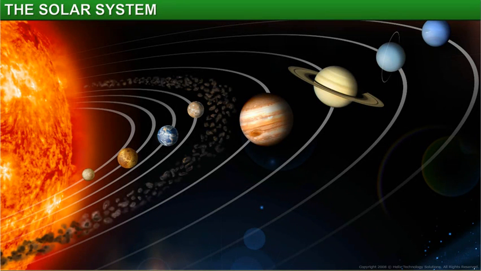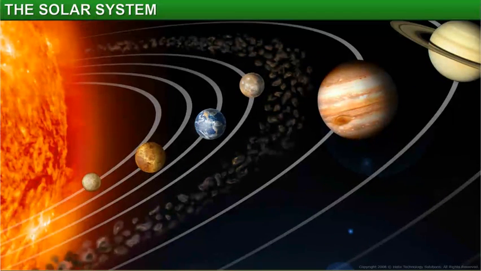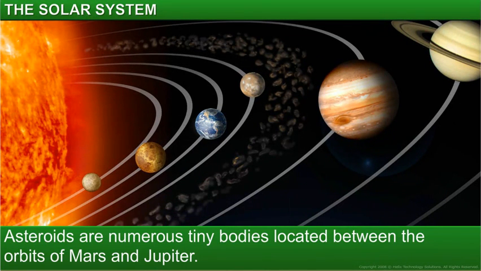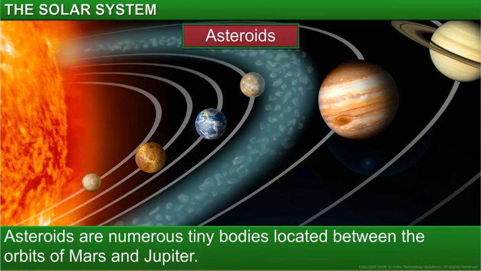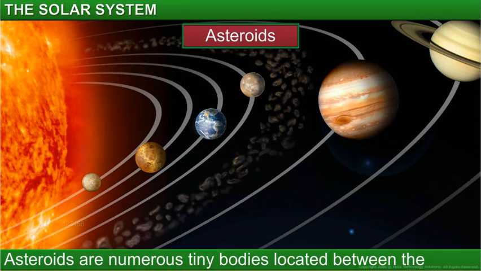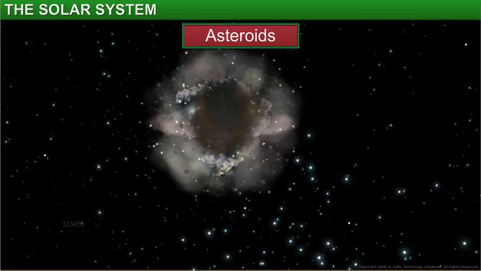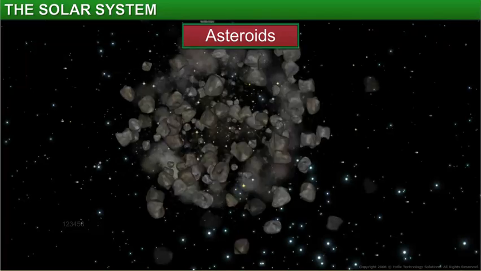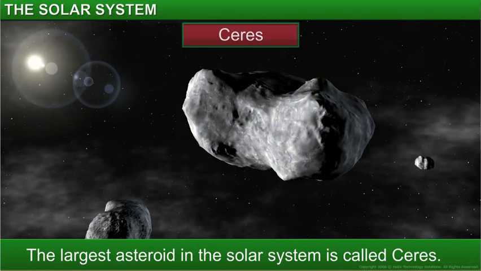Along with the stars, the 8 planets, their satellites and other celestial bodies also move around the Sun. Numerous tiny bodies are located between the orbits of Mars and Jupiter. These bodies are called asteroids. According to scientists, asteroids are parts of planets that exploded several years ago. The largest asteroid in the solar system is called Ceres.